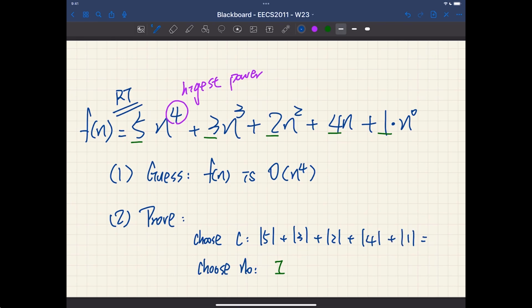And I'm writing this down explicitly, even though I know they are positive. They wouldn't make a difference. But just in case they are negative, you wouldn't forget to put the absolute value. All right? 8, 10, 14, 15, right? Awesome. So there you go. That's your proof. Simple as that.